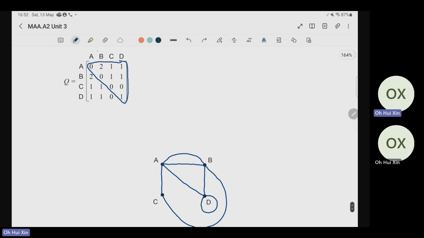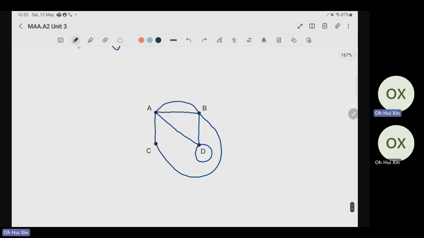After you finish everything, remember to count. So 1, 2, 3, 4, 5, 6, 7. So you should have 7 edges, then only you know that what you are drawing here is correct. Okay, so that's for this question.